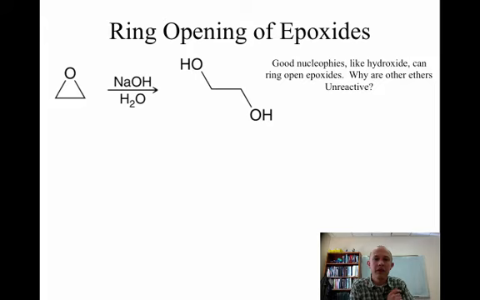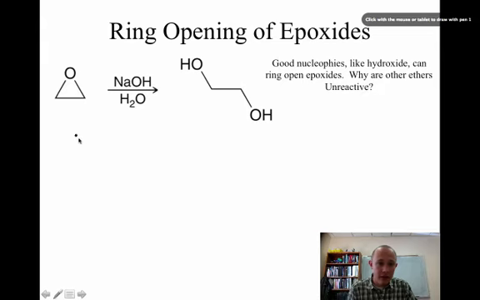Okay, so what can we do with epoxides? We know two ways to make epoxides. What can we do with them? Well, I said these things are like mouse traps, right? They want to pop open. And so if you take a good nucleophile like sodium hydroxide, it's going to pop this thing open. How does this work? Well, I think it's pretty straightforward here.